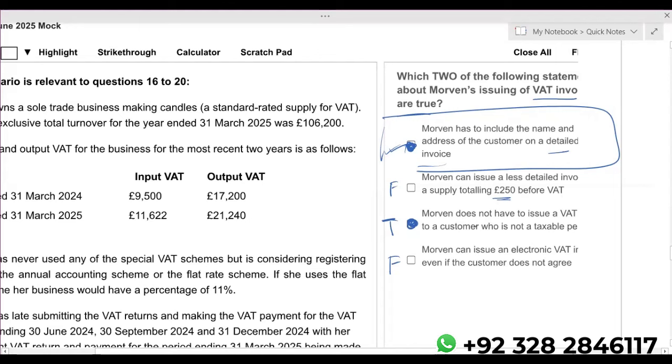Morven does not have to issue a VAT invoice to a customer who is not a taxable person. Yes. If someone is not a taxable person, there's no need to issue a VAT invoice. An electronic invoice can only be issued with the agreement of the customer. When your customer agrees to that, only then can you go for an electronic invoice. Otherwise, you cannot issue the electronic invoice.